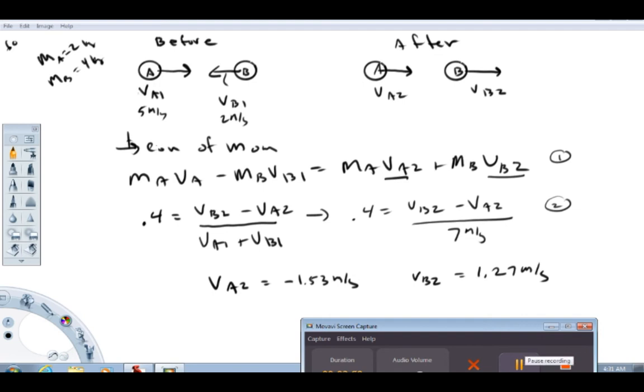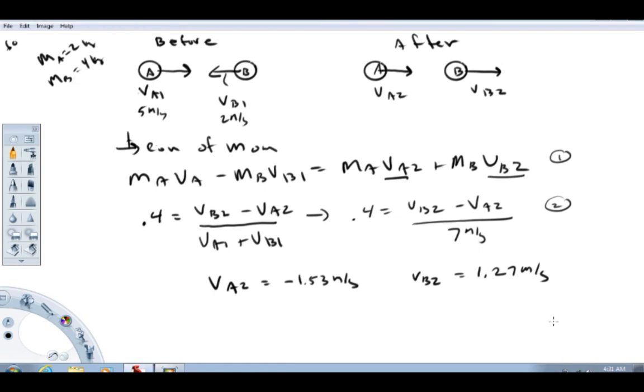Okay, so I went through and double checked that calculation. I believe that's correct. So going back to interpreting our results here, VB2 came out to be positive 1.27 meters per second. You'll notice VA2 came out to be minus 1.53 meters per second. In my original work here, I assumed that VA2 was to the right, but I assumed wrong. Now, there's no problem with that. What we know now is that VA2 is 1.53 meters per second to the left. Or we can just put opposite direction shown, either one.